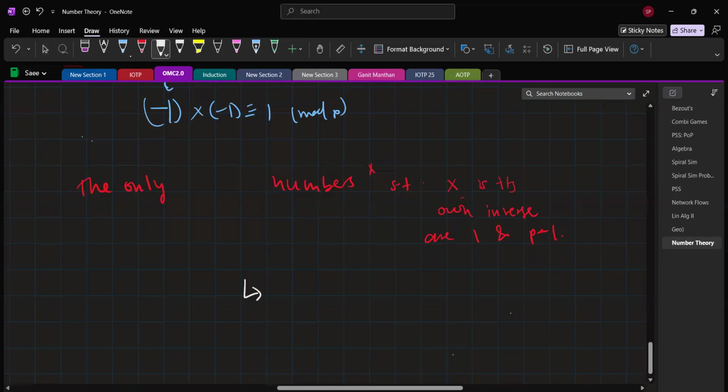This will finish because everything is part of a pair and we have shown that everybody has a unique inverse, nobody has two inverses. So if everybody is part of one pair, all the pairs are going to be disjoint. And so they will all just multiply to 1 except for 1 and p minus 1. And then we'll be done.